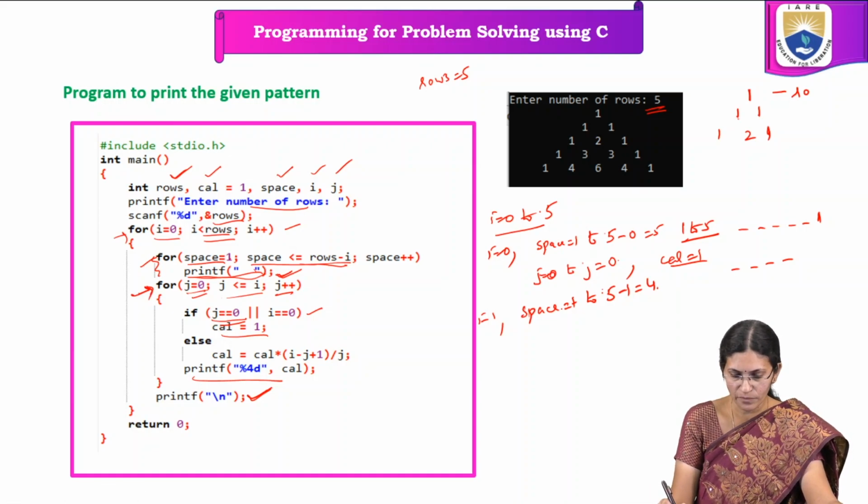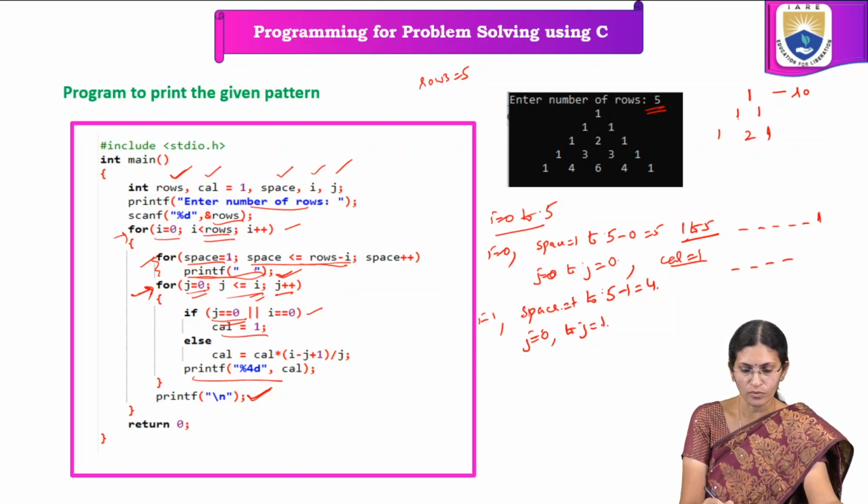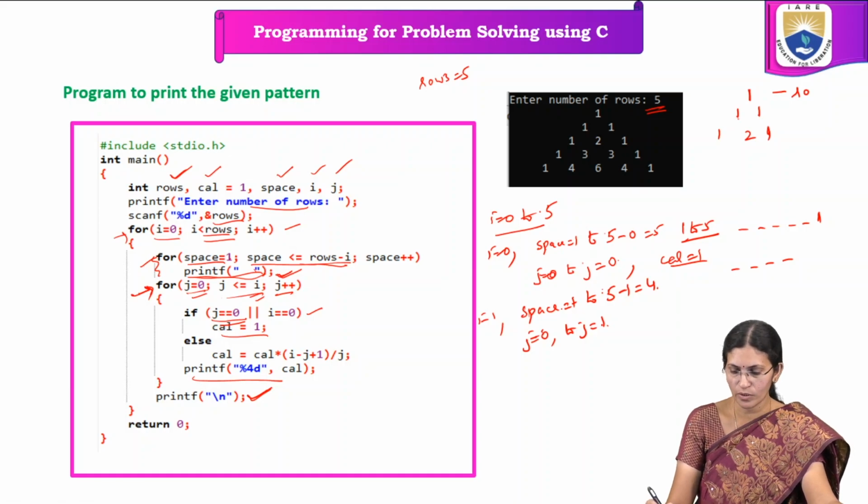So this for loop statements will be executed. j will vary from 0 to j is equal to i. Now i is equal to 1, so 0 to 1, that means 2 times. So this for loop will execute, and it will take the values j is equal to 0 and 1.